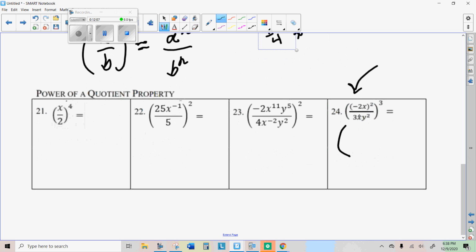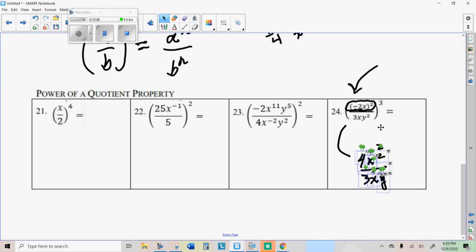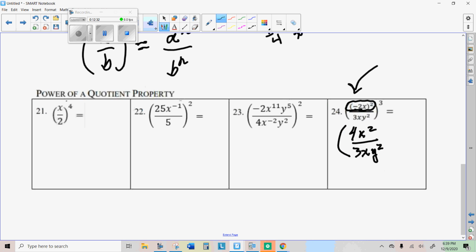First of all, in the top, I'm going to just simplify it a little bit here, this part. I'm going to do negative 2x times negative 2x is positive 4x to the second. And then I have 3xy squared in the bottom. And I need to do that to the third power. All right? Okay, now remember you could expand this out 3 times and that would show you that you're going to have 4 times 4 times 4. And you're going to have x squared multiplied by itself 3 times. I'm just going to distribute this power.